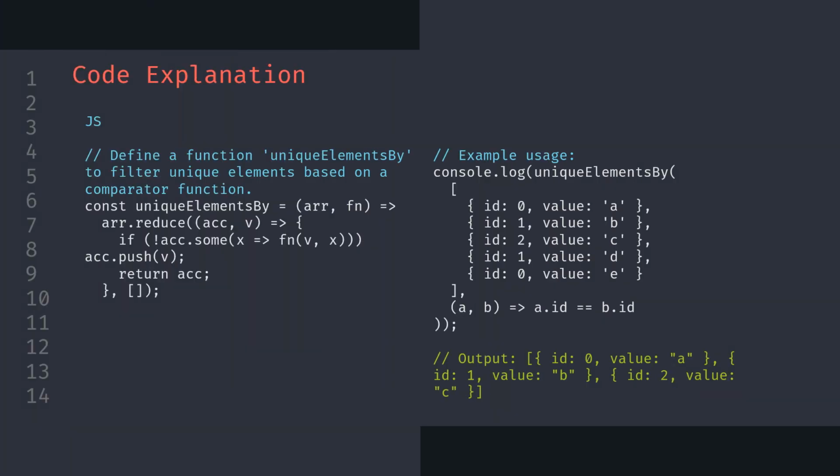The function uses reduce to iterate through the array and build an accumulator. The function checks whether an element with the same unique identifier already exists in the accumulator. If not, it adds the element.